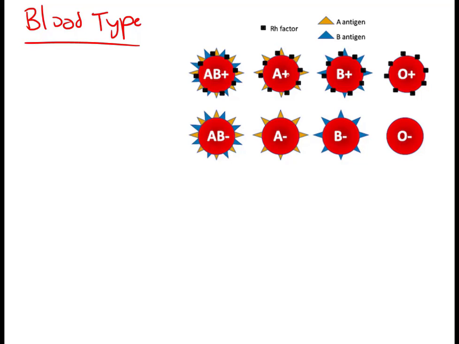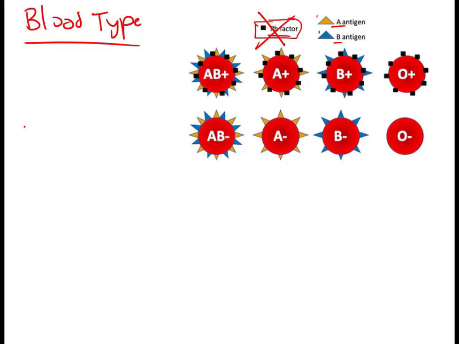So there's 3 different types of antigens you could have on your cell. You could have the A antigen, which is this yellow triangle. You could have a B antigen, the blue triangle. Or you could have an Rh factor, which is this black square. Ever heard somebody say, like, I'm blood type A positive? Well, if they said that they're positive, that means they have this Rh factor antigen on their blood cells. For now, let's ignore the Rh factor so that we can keep it simple.